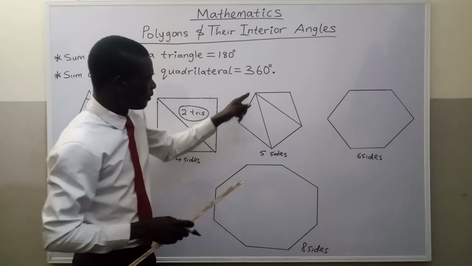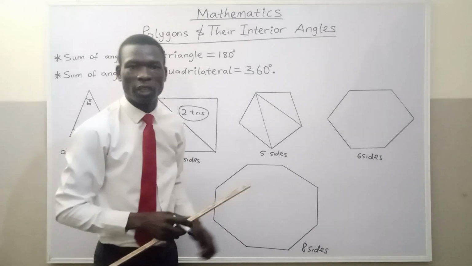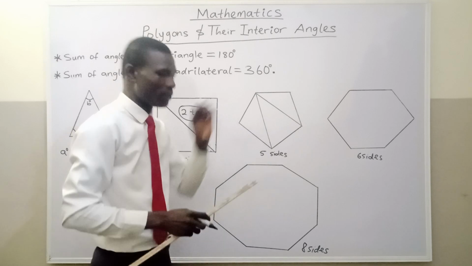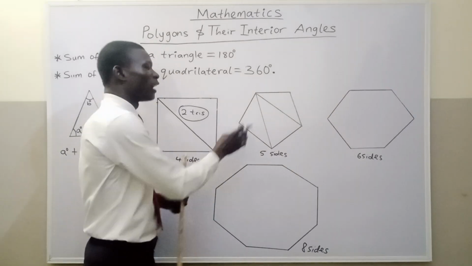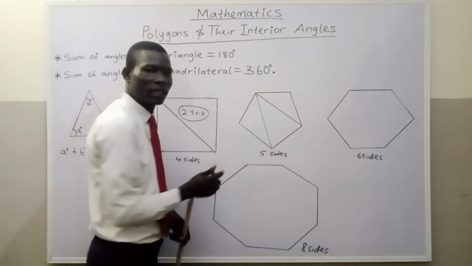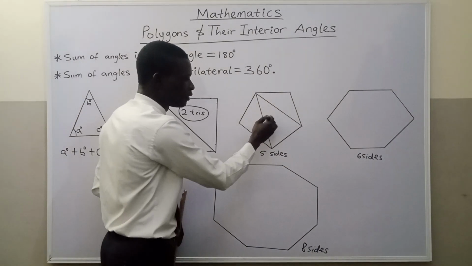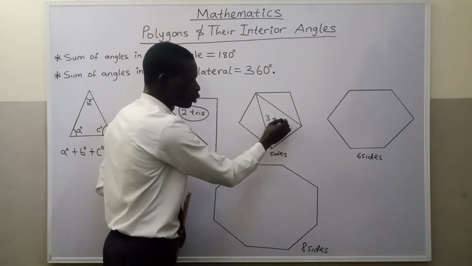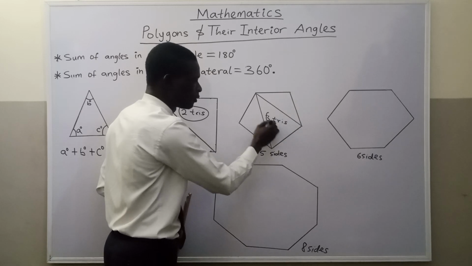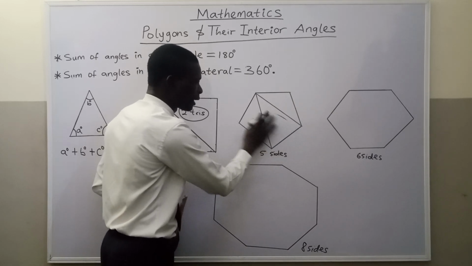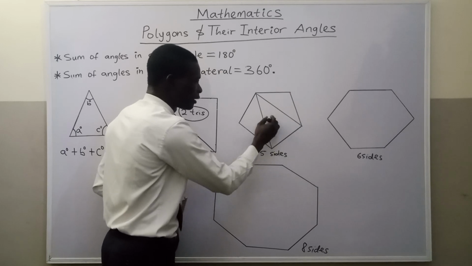Alright, now no two vertices can be joined together again without us having to cross one line. And remember, we don't want to cross any line. So how many triangles have we been able to get out of this? 1, 2, and 3. So we're having 3 triangles here.